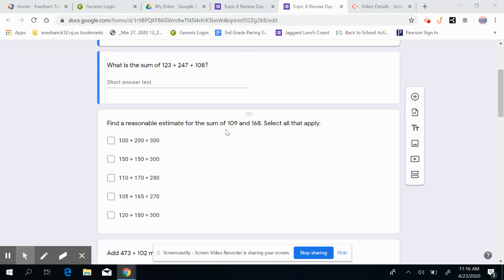So for example, let's see, 109, 168. Let's see, 100 plus 200 equals 300. Would that make sense? If I were to estimate 109, would I round that to 100? Could I do that? Would that make sense? Of course it would make sense, right? That means I'm rounding to the nearest 100. So now I look at 168. If I round 168 to the nearest 100, would that be 200? Yes, 100 plus 200 equals 300. I can check that one off because that would be a reasonable estimate for the sum.